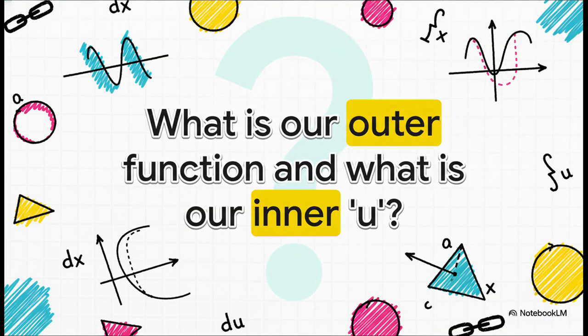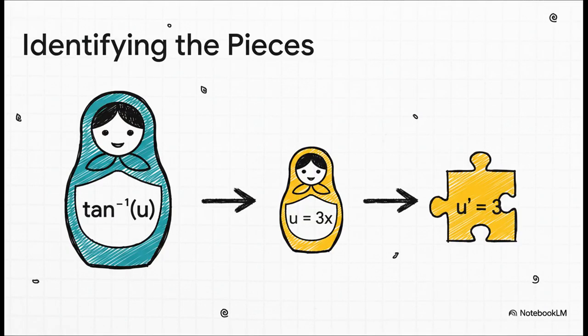So, step 1, always: what's our u? You gotta identify that inner function first. In this case, what's the piece that's been plugged into the arctangent function? Yep, you got it. The outer function is arctan, and the inner function, our u, is 3x. So, what's the derivative of the inside? Well, the derivative of 3x is just 3. That's our u prime. See? We've already got all the ingredients we need.